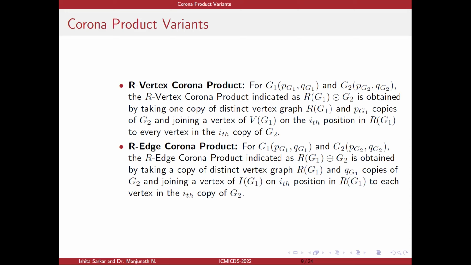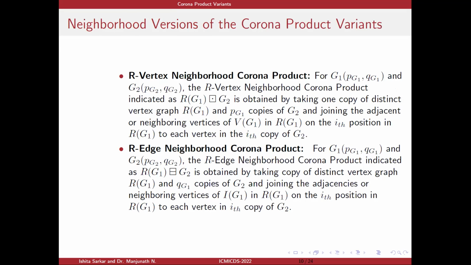Similarly, for our edge corona product, we are concerned with the vertices of I(G1). I(G1) is nothing but the vertices which are present in the triangle parallel graph but are absent in the vertex set of the original graph. Also, we have included certain neighborhood versions of the corona product variants, the R vertex neighborhood corona product and R edge neighborhood corona product.